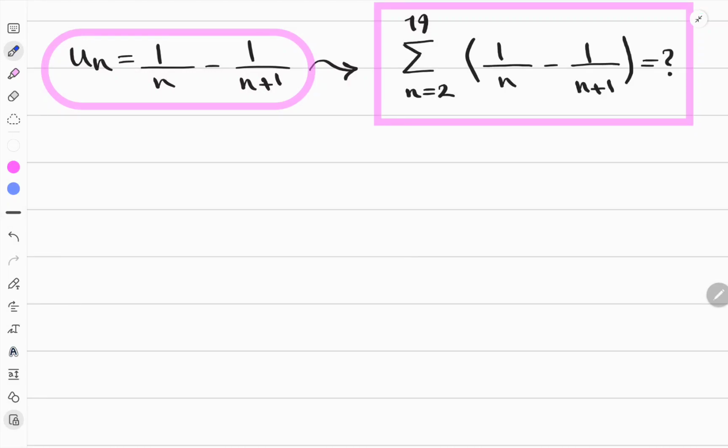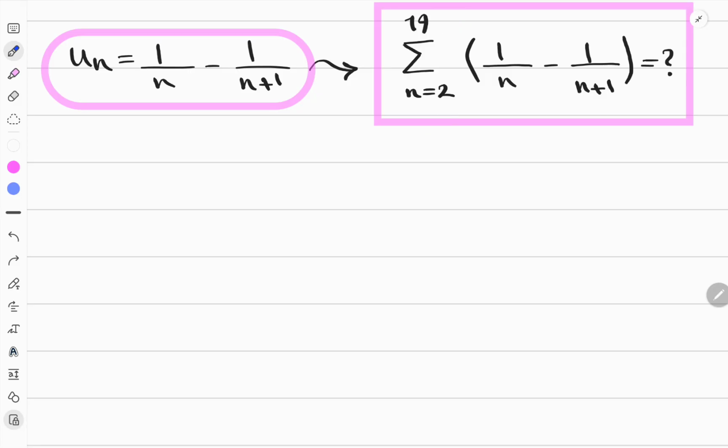I'm Neil and today we're solving a cool telescoping series problem. So without further ado, let's get started. As you can see, we have this sequence u_n equals 1 over n minus 1 over n plus 1, and we are looking for the sum of the terms from the second to the 19th term.